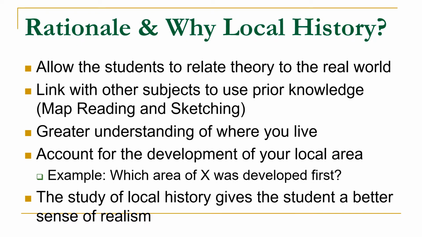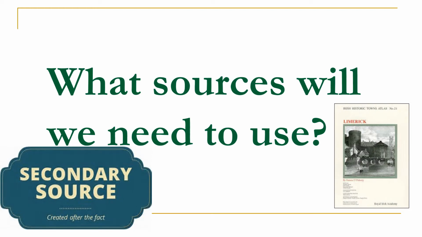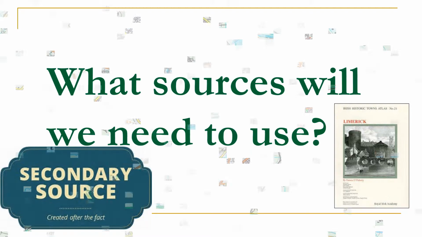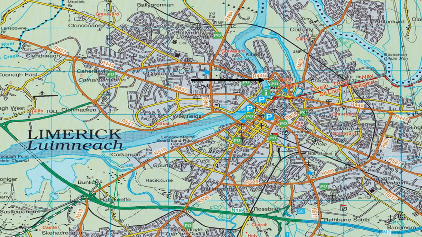And also, the study of local history gives the student a better sense of realism. It allows them to go out into the real world and see what is around them and link it to their theory. So secondary sources will be the main sources that we need to use in order to give us a greater appreciation and understanding of Limerick's local landscape. These will include modern ordnance survey maps, historic maps, textbooks, and also Limerick's Historic Towns Atlas. So this is the first of our secondary sources that will be vital for the field study.